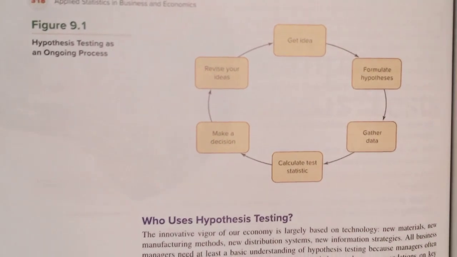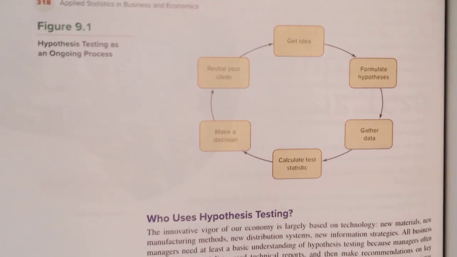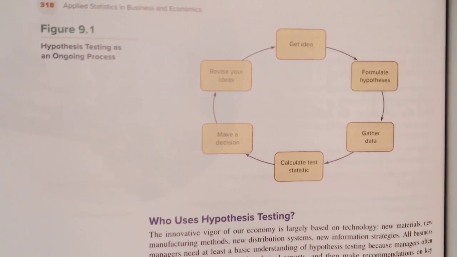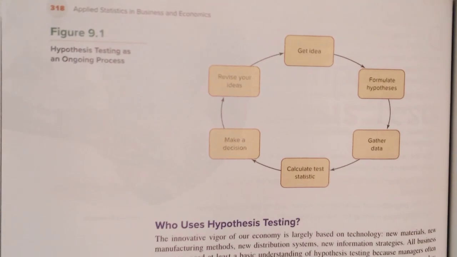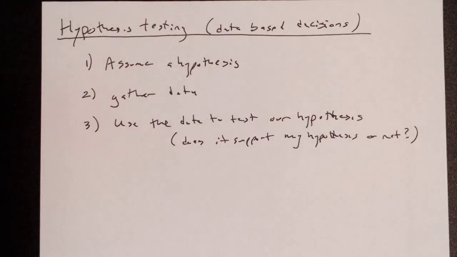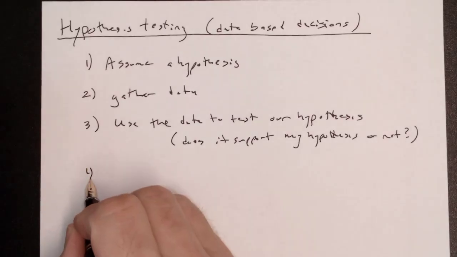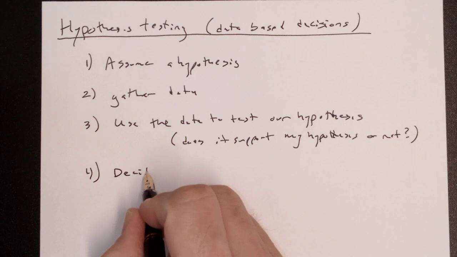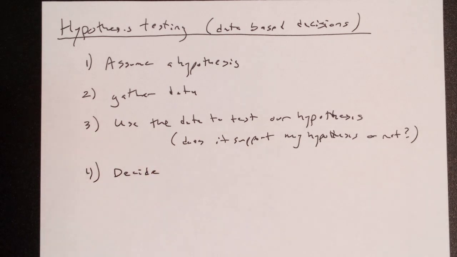I get an idea, I create a hypothesis about it. I gather the data, I do some statistics, I decide. That's the piece here. After I've tested my hypothesis, I make a decision. And once I'm done, this whole cycle starts all over again, because no decision is ever absolutely 100% final in an environment like this. Okay.